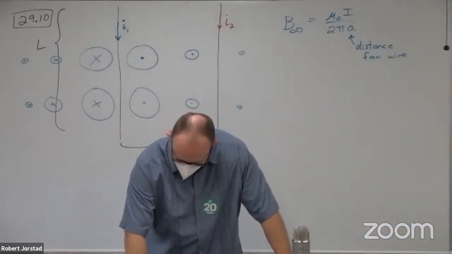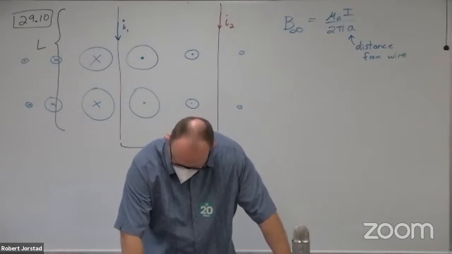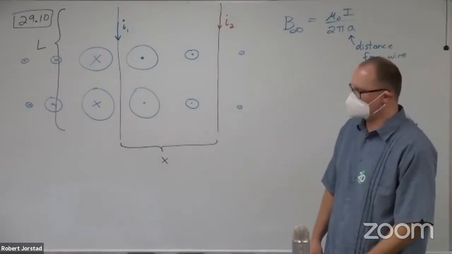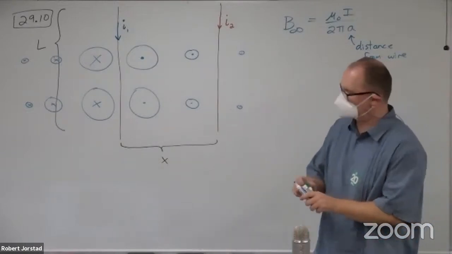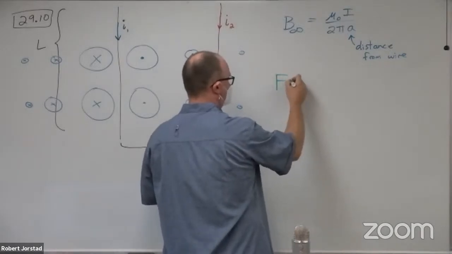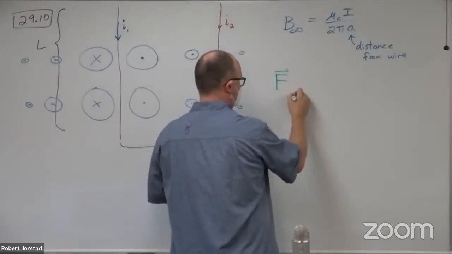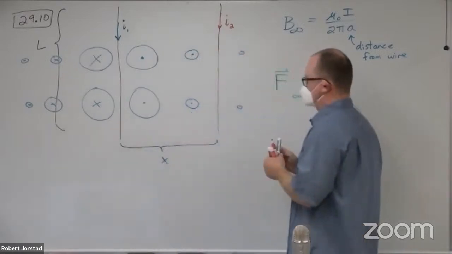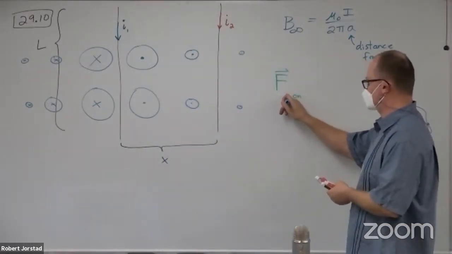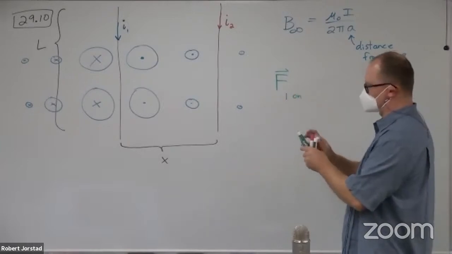My next question is, what direction is the force on wire 2 due to the B field created by wire 1? That's a lot of words. I want the direction of the force caused by something on this one, right? It was caused by wire 1 on wire 2. Agreed?